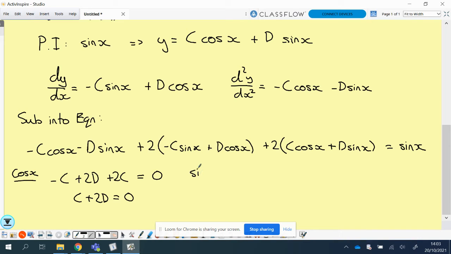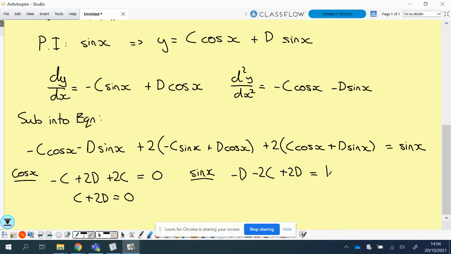If I look at the sin x part now, again look at all the stuff on the left hand side. I've got negative d lots of sin x first. If I multiply out my first lot of brackets, I'm going to have negative 2c worth of sin x. And the last bracket, I'm going to have plus 2d lots of sin x as well. And that will have to equal how many sin x I have on the right hand side, which is 1. I've got 1 sin x on there.